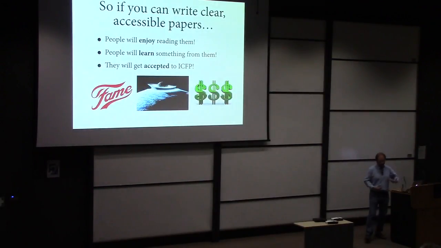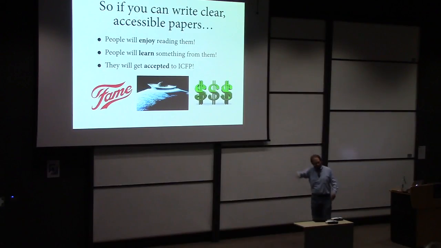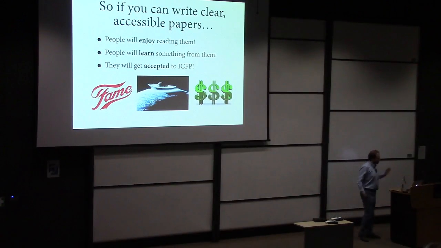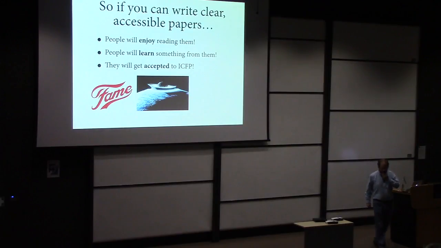So if you can overcome this problem, if you can write clear, accessible papers, then many great things will happen. Okay, people will actually enjoy reading your papers. They'll learn something from them, which is really ostensibly the reason you wrote them in the first place. They'll get accepted to conferences like ICFP in astronomically higher numbers. You'll have fame. Your work will have great impact. You'll make a lot of money. Well, okay, maybe not. But at least you'll have some success in your career, and you'll communicate.